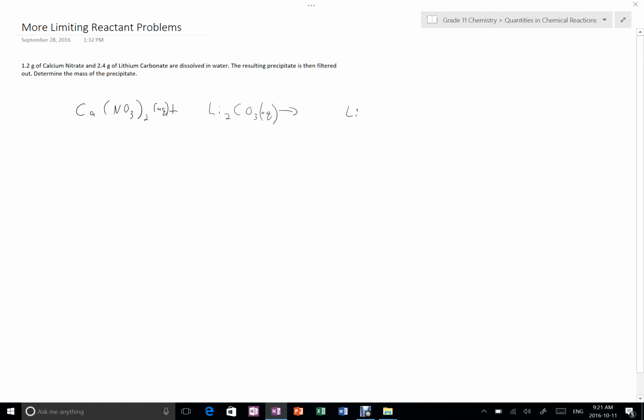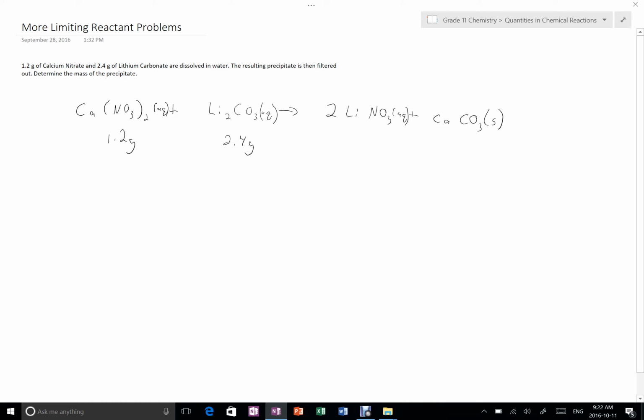we're going to form lithium nitrate and calcium carbonate. This will be the precipitate, it'll be solid, and this is our aqueous species. Balancing, I require 2 of these, but that's all I have to do for balancing this reaction. So I have 1.2 grams of the first and 2.4 grams of the second.